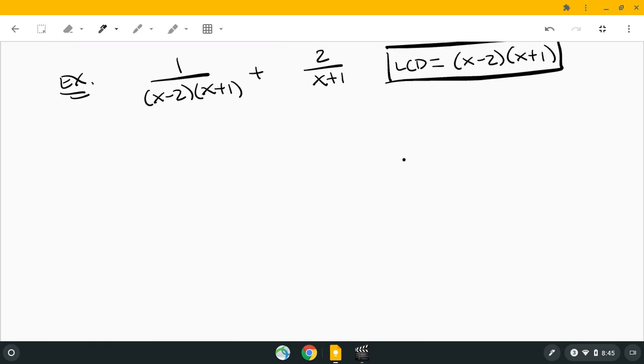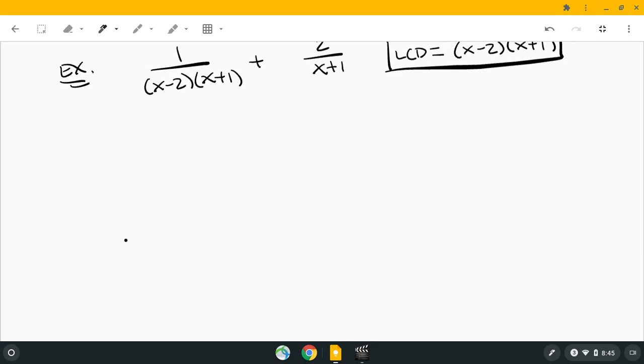This does not mean x plus 1 squared, because this is not multiplication. This is not repeated multiplication. This is multiplication. This is not. And we use exponents for repeated multiplication.